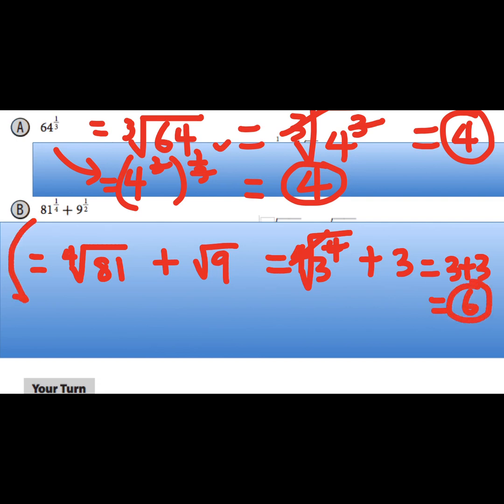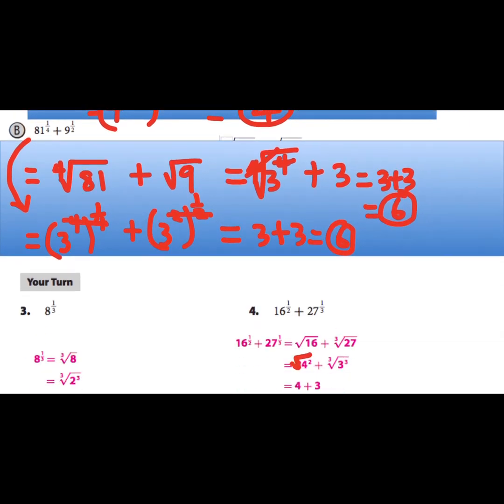Again, if you prefer to work with the exponent form, the rational form, this can be written as 3 to the 4th power, and then the 9 can be written as 3 squared, and then we can work with the powers, cancel out the 4 and 1/4 and 2 and 1/2, and we're still left with 3 plus 3, which gives us 6. So either way, whichever method you prefer is fine.